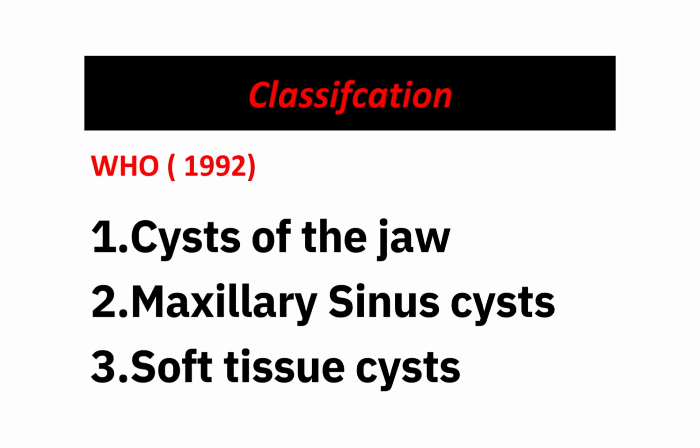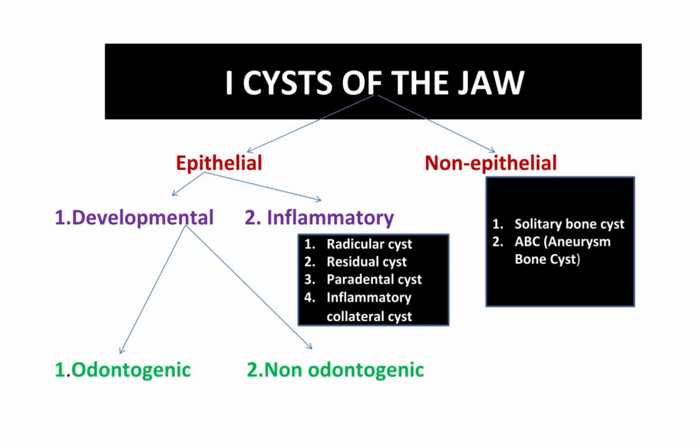Cysts were broadly classified into cysts of the jaw, maxillary sinus cysts, and soft tissue cysts by WHO in the year 1992. Cysts of the jaw were further classified on the basis of origin into epithelial and non-epithelial. A few common ones under non-epithelial are solitary bone cysts and ABC, aneurysmal bone cyst. Epithelial cysts were further classified into developmental and inflammatory. Under inflammatory, we have radicular cyst, residual cyst, paradental cyst, and inflammatory collateral cyst. Developmental cyst is further classified into odontogenic and non-odontogenic.